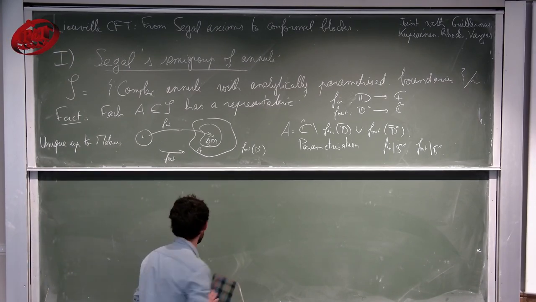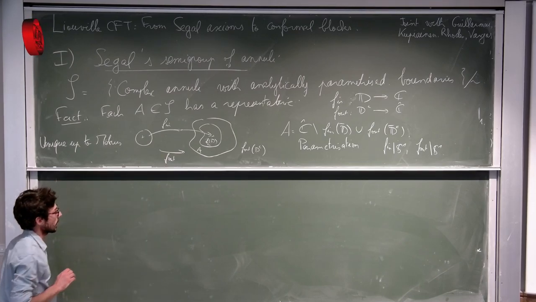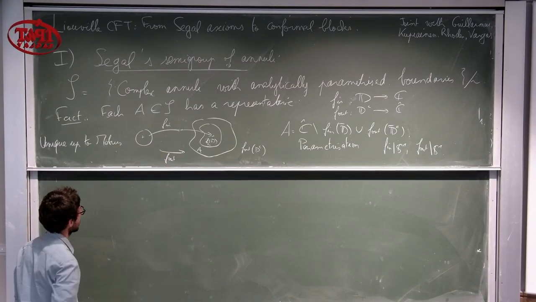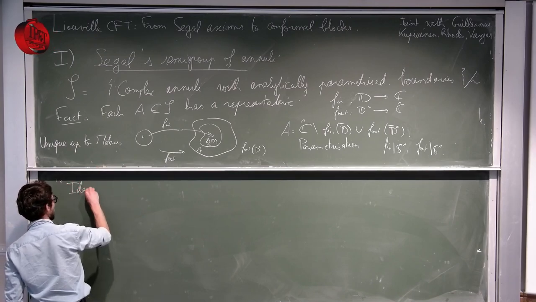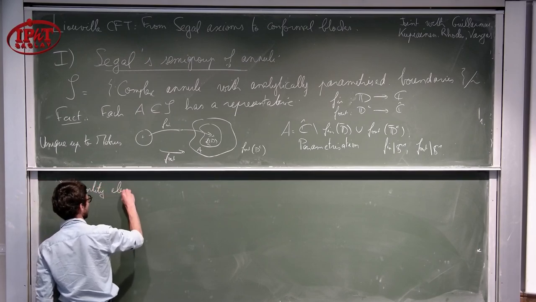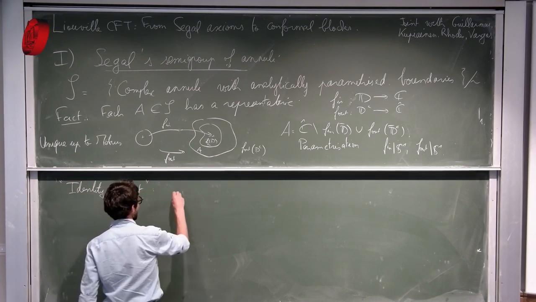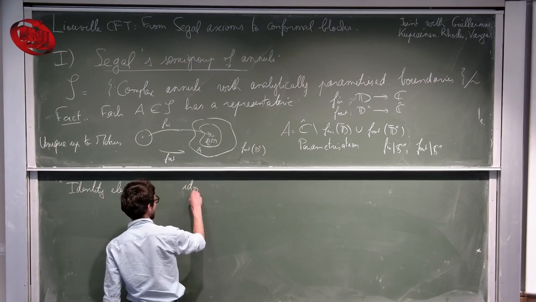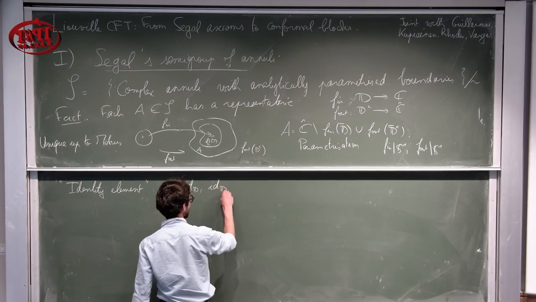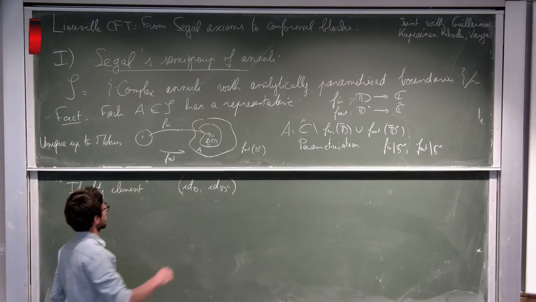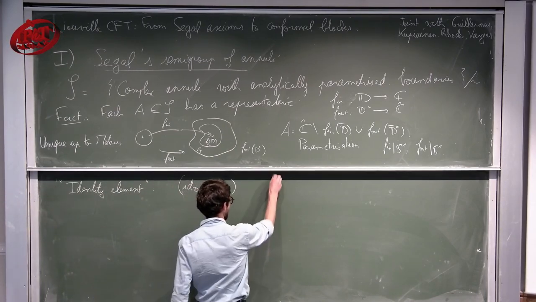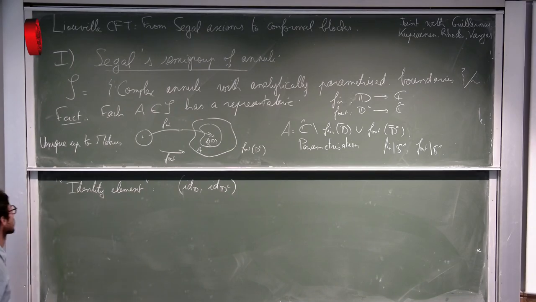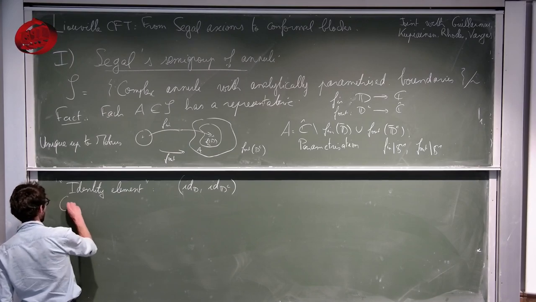Right. And so I told you that this is a semigroup. So I need to tell you what the identity element is. The identity element actually does not belong to this set, so I'm going to put inverted commas. This would be the annulus parameterized by the identity of the unit disk and the identity of the complement of the unit disk. So this is really a degenerate annulus where both boundaries coincide. It does not strictly belong to this set, but you can think of it as living on the boundary of that set.